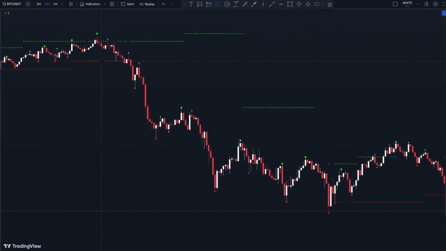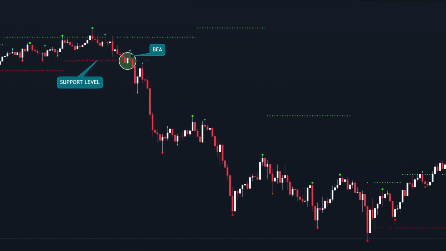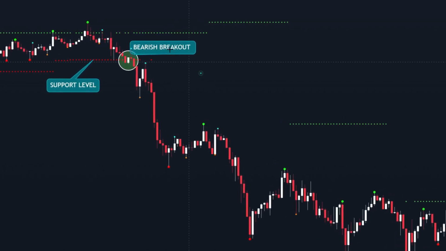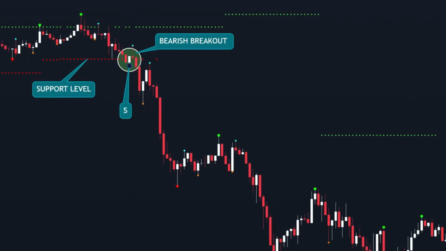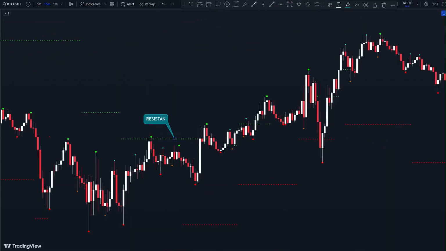Now when the price crosses a support level and moves downward, traders often refer to this as a bearish breakout, essentially a sell signal. On the flip side, if the price managed to push through a resistance level, we'll be looking at a bullish breakout, a potential buy signal.